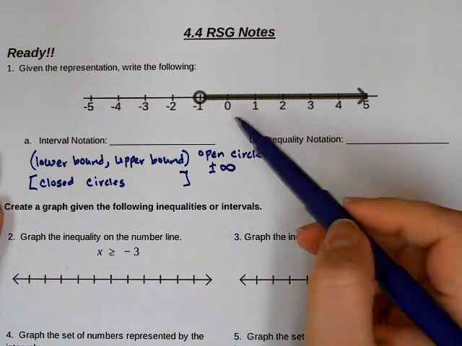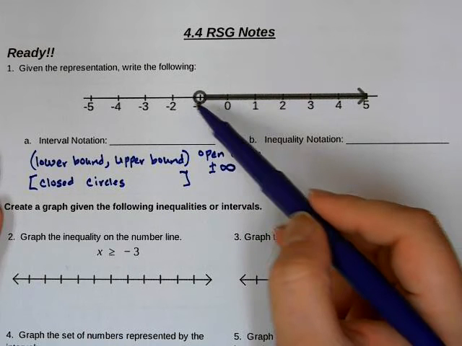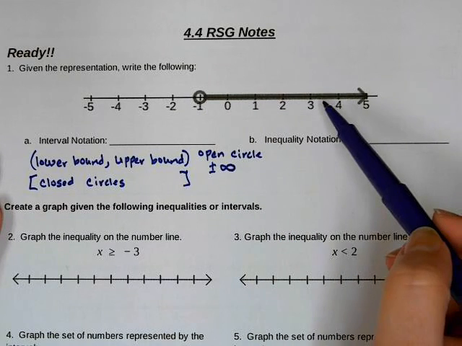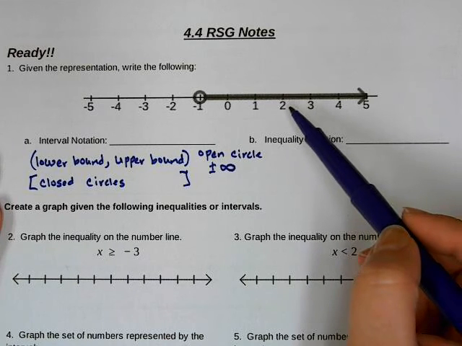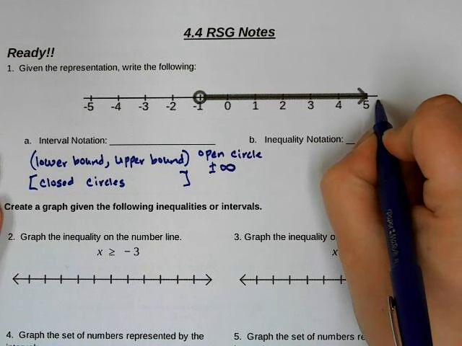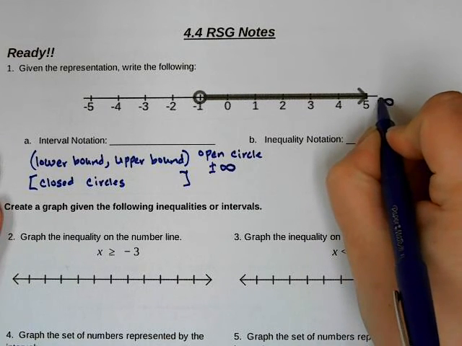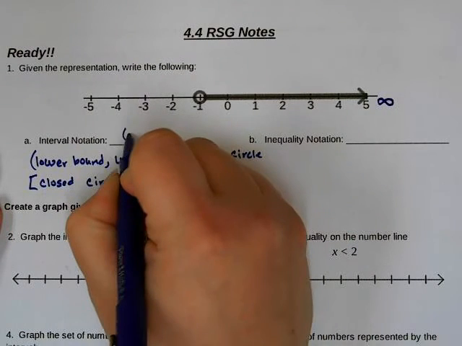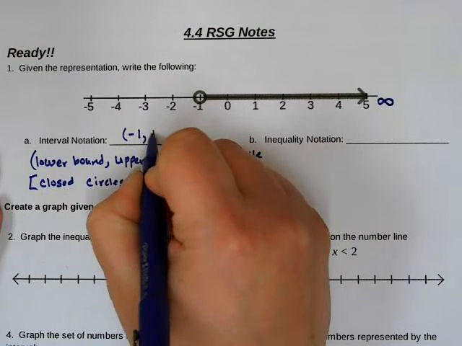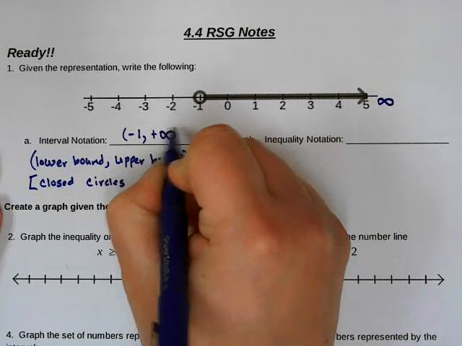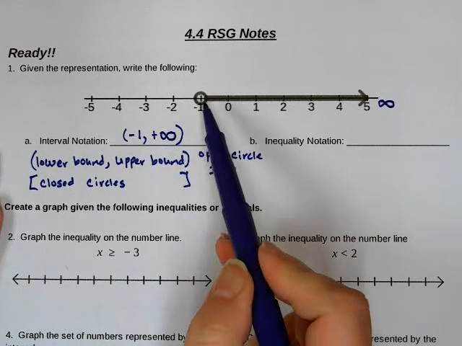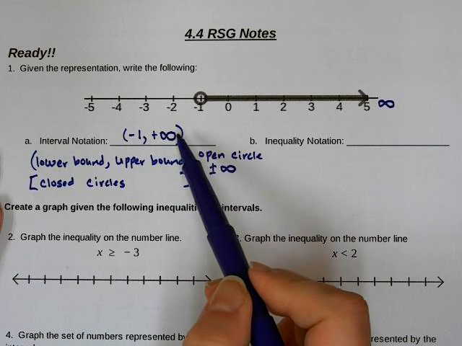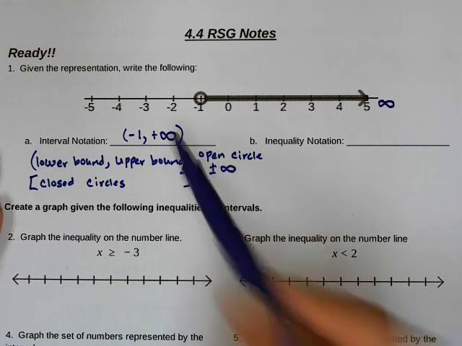So if we take a look at this graph here, there's an open circle at -1, and everything to the right of it is shaded. Well, if we look at those numbers here, they're all getting bigger, right? This number line has an arrow on it. It's going off to positive infinity, which means for our interval notation, we're going to go from -1 to positive infinity. And because the circle is open at -1, I use a parenthesis. And then at infinity, we always use a parenthesis because that's not an actual number.